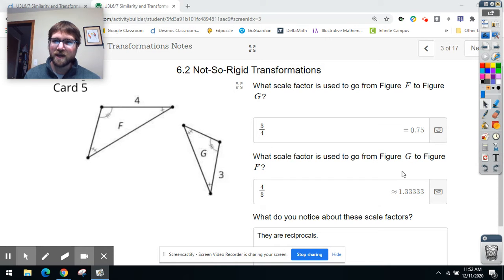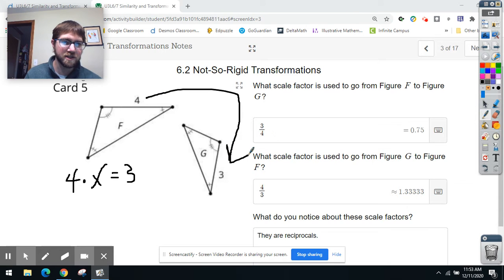Next, on page 3, what are the scale factors? Well, to go from the big triangle F to the little triangle G, that would be a scale factor of 3/4. And to go the other direction, it would be a scale factor of 4/3. If you're not sure how to find that, I think this way. Okay, I know that 4 times something would give me 3 if I was moving in this direction. And then you could solve that using basic algebra by dividing both sides by 4.